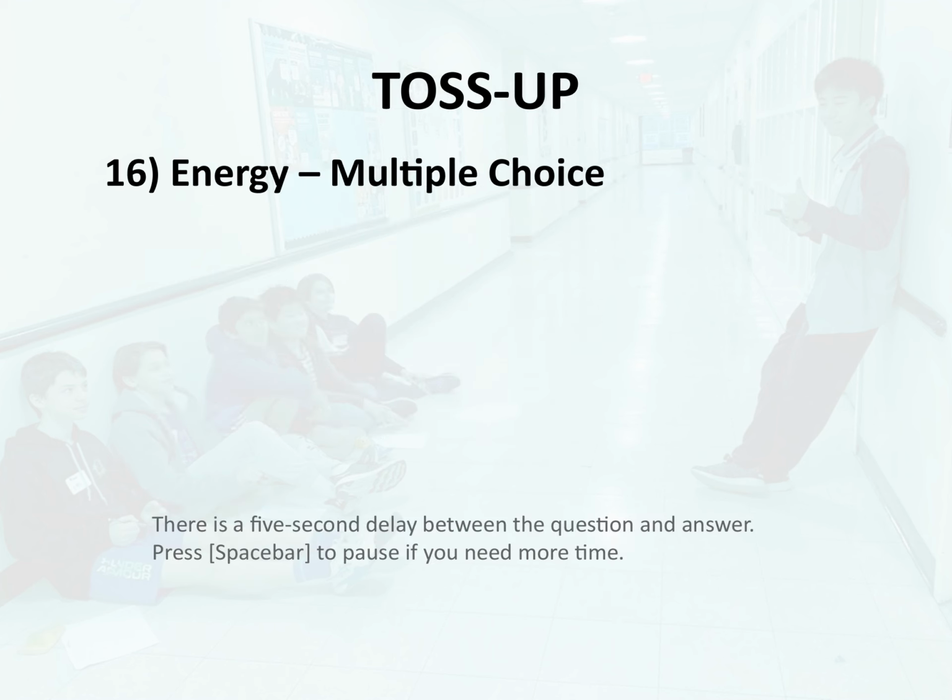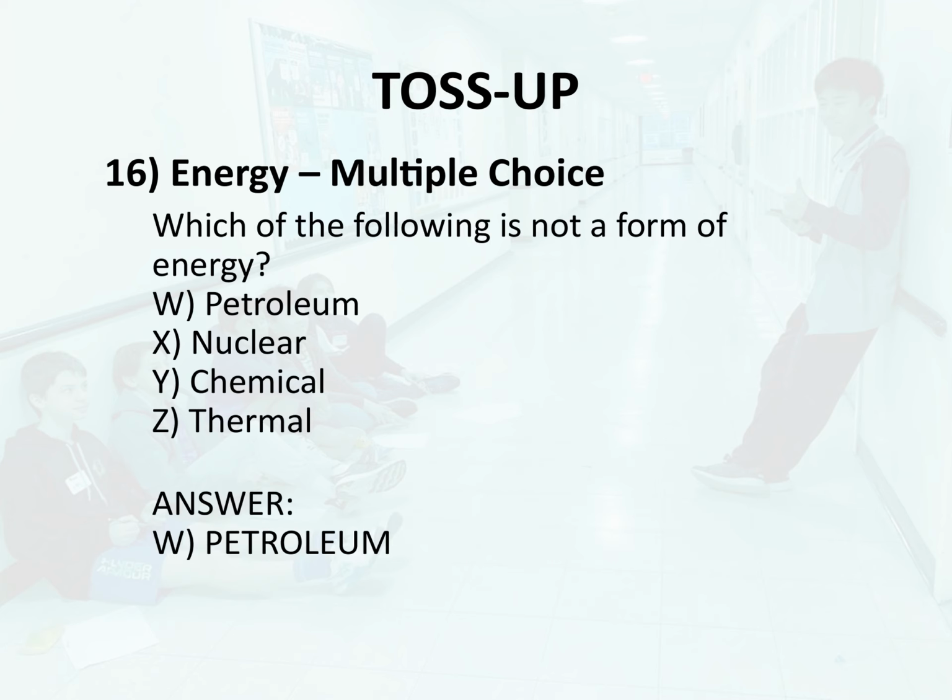Toss-up 16. Energy, multiple choice. Which of the following is not a form of energy? W. Petroleum. X. Nuclear. Y. Chemical. Z. Thermal. Answer: W. Petroleum.